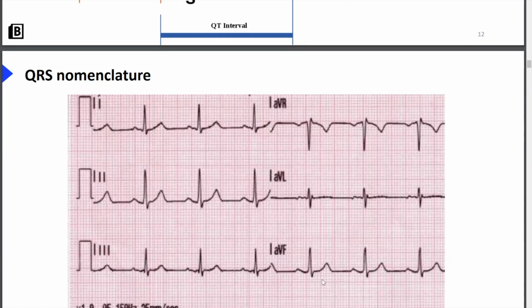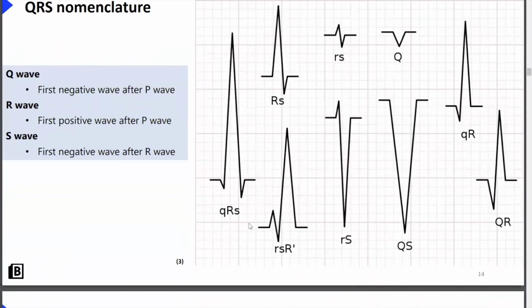So this is a normal ECG. I've just chopped a bit off, but you can see that actually the QRS can be positive and it can be negative. That's absolutely fine. It just depends on the direction of current flow according to which lead you're using. And sometimes you might not even have a Q wave. It might just be an R and an S wave. So these are things to be aware of. And this is what this slide shows.